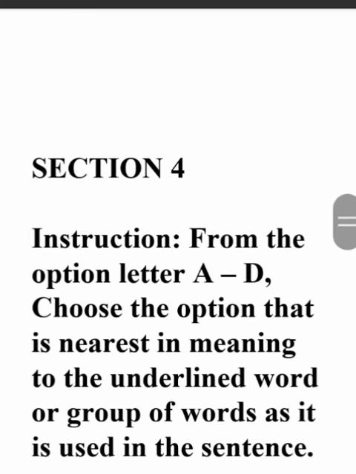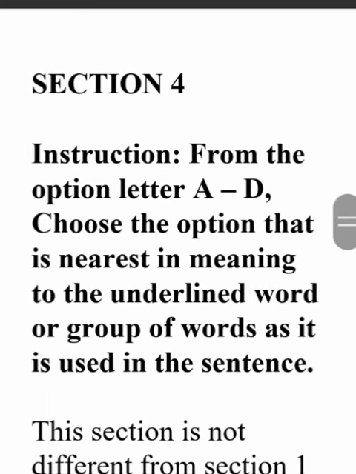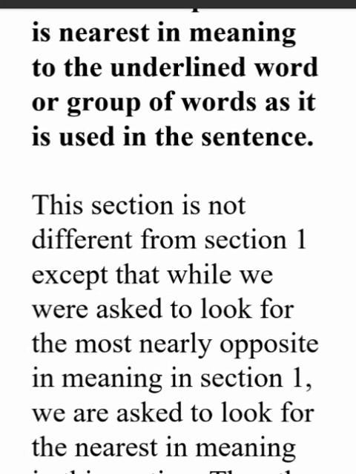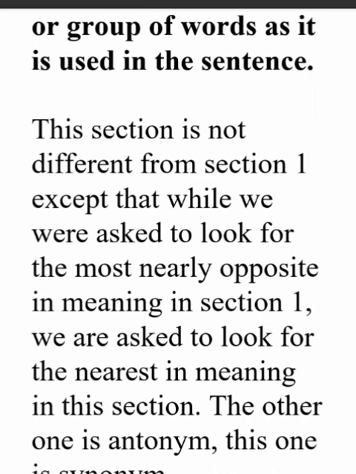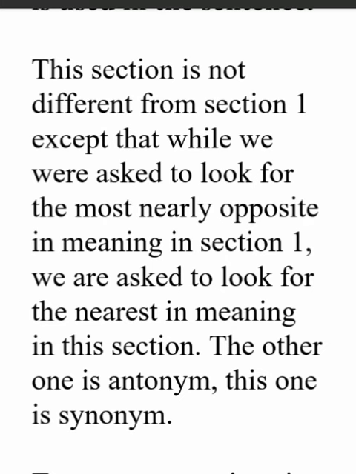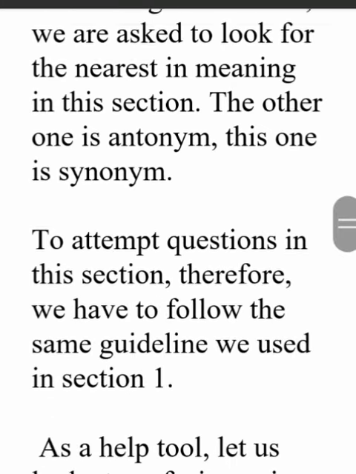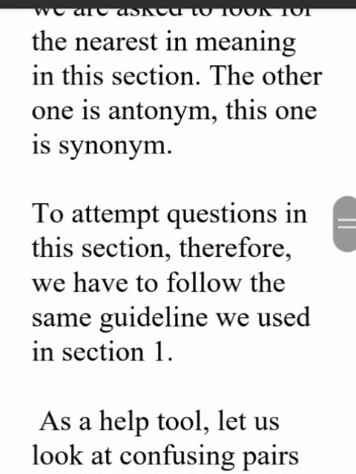Section 4. Instruction. From the options lettered A to D, choose the option that is nearest in meaning to the underlined word or group of words as it is used in the sentence. This section is not different from Section 1, except that while we were asked to look for the most nearly opposite in meaning in Section 1, we are asked to look for the nearest in meaning in this section. The other one is antonym, this one is synonym. To attempt questions in this section, therefore, we have to follow the same guideline we used in Section 1.